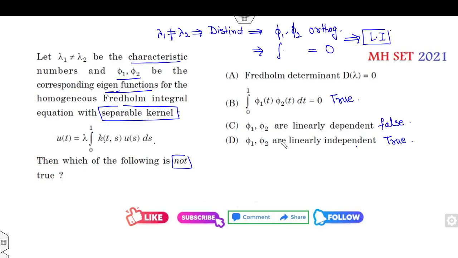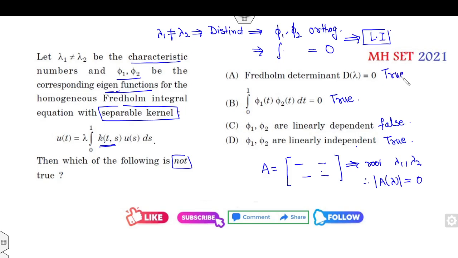The Fredholm determinant, that is D. D is the same as what I defined as capital A. Whatever the value we have, because we never know what K is, the roots of this are lambda 1 and lambda 2. So the value of A corresponding to this lambda will definitely be 0, because lambda 1 and lambda 2 are the roots. So this statement is also correct. So the right answer is only C.